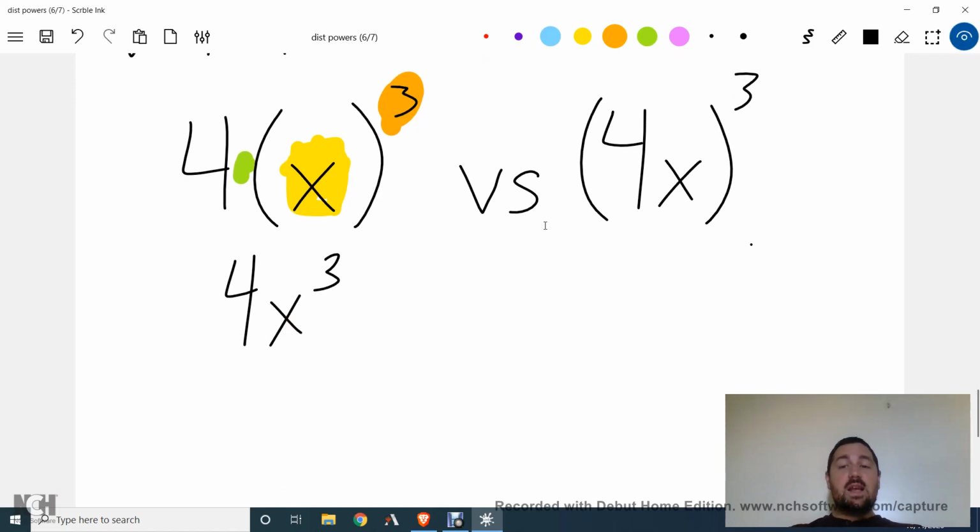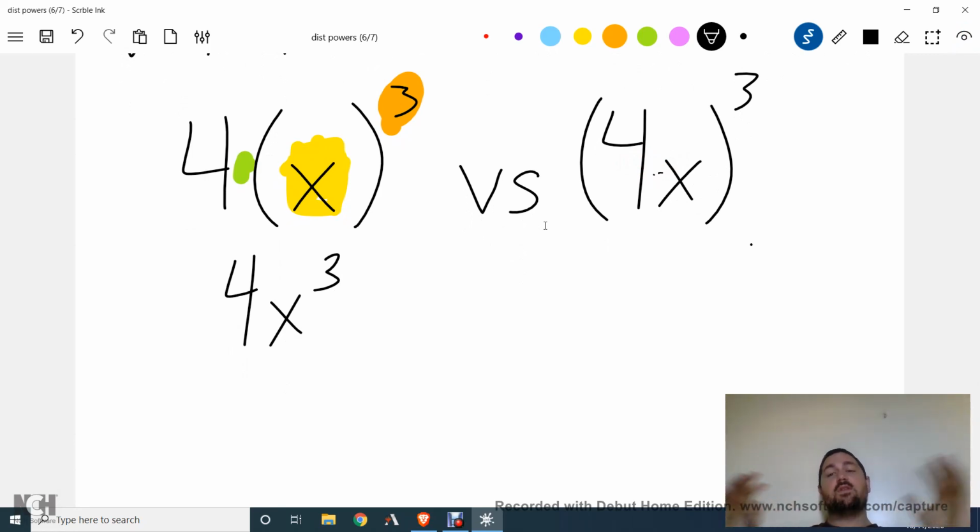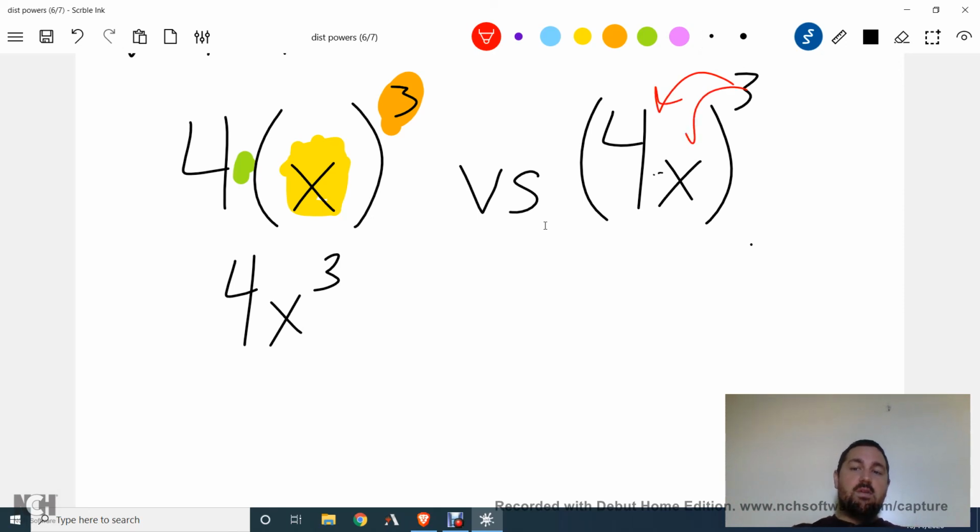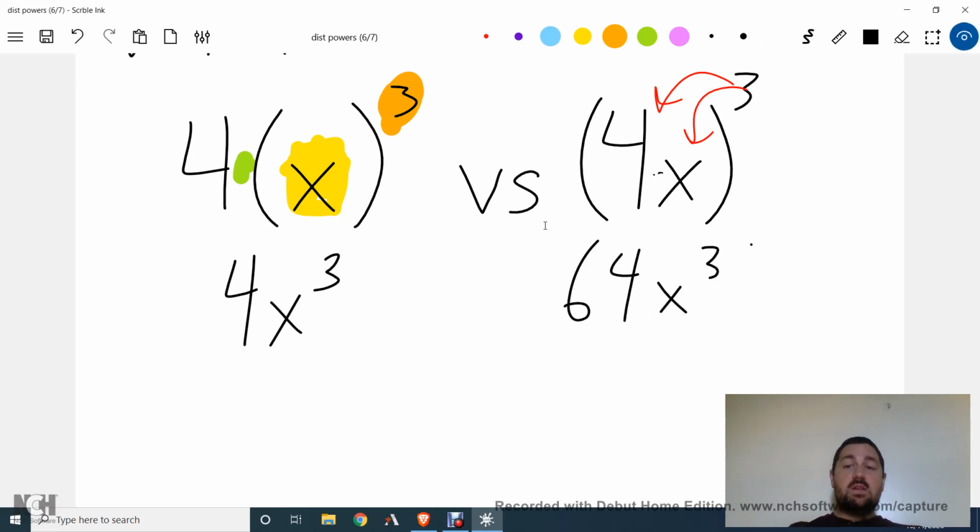Whereas in this case over here, the multiplication that's there is inside of those parentheses. So that's what's happening first. It's being grouped together. And both of these values, both of these factors, would get raised to the third power, resulting in 64x cubed. So these two things look similar, and we say them really similarly, 4x cubed. But we have to be super careful about thinking about parentheses and stuff like that.